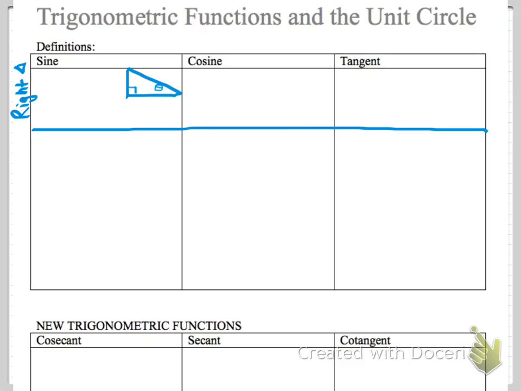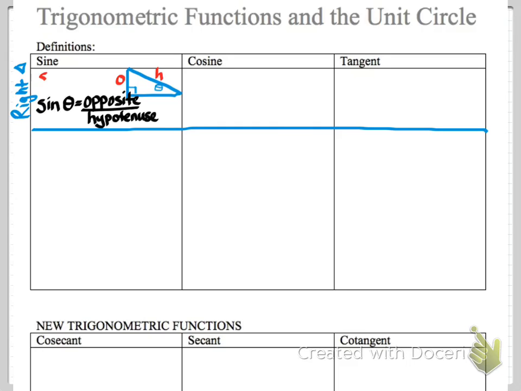On your note sheet, we're simply going to do the right triangle definitions. So it's the top third of that big box there, because we're going to define these functions, these values, three different ways. So be sure to leave plenty of space for all three definitions. First of all, sine. The right triangle definition of sine, as you know, is that it's the opposite side over the hypotenuse.